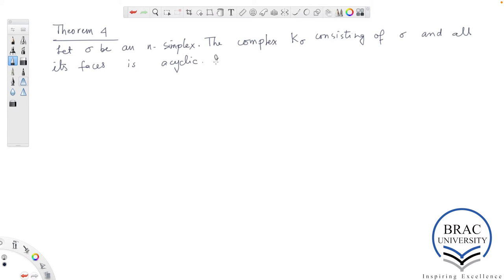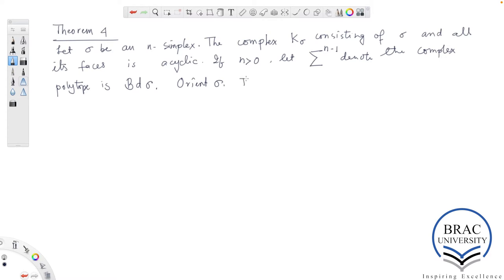If n is greater than 0, let sigma to the n minus 1 denote the complex whose polytope, or the underlying space, is BD sigma, the boundary of sigma. Now orient sigma, then the reduced homology group in dimension n minus 1 of this sigma to the n minus 1 is infinite cyclic.